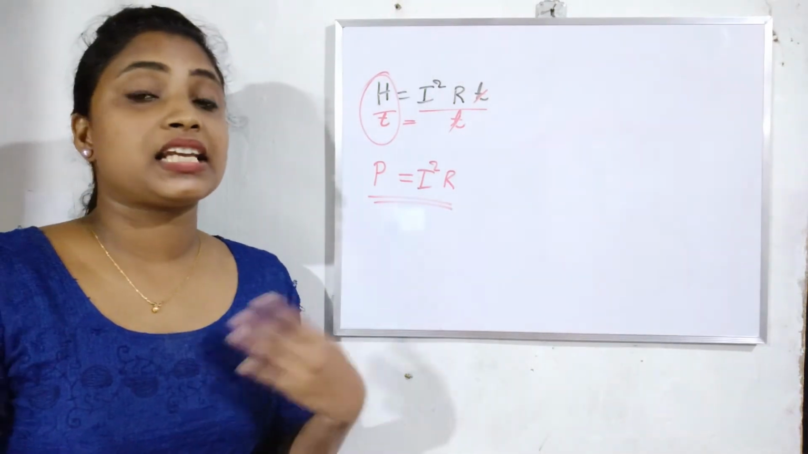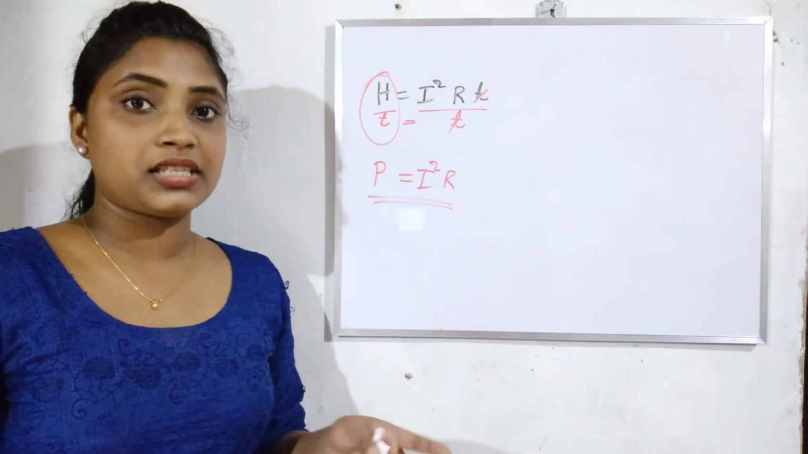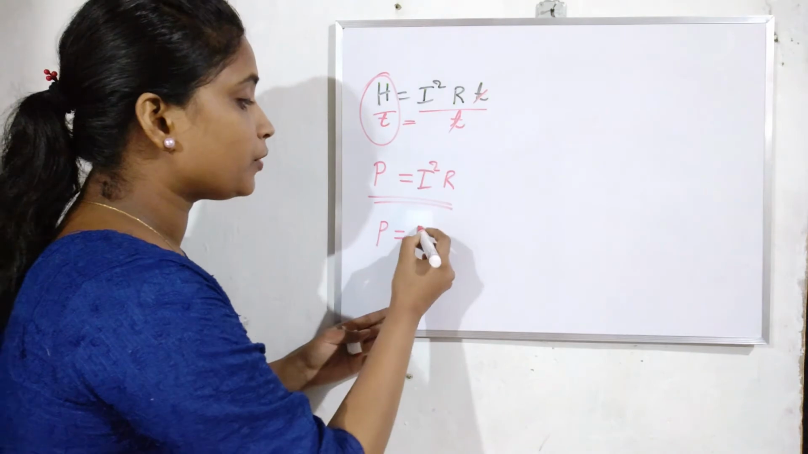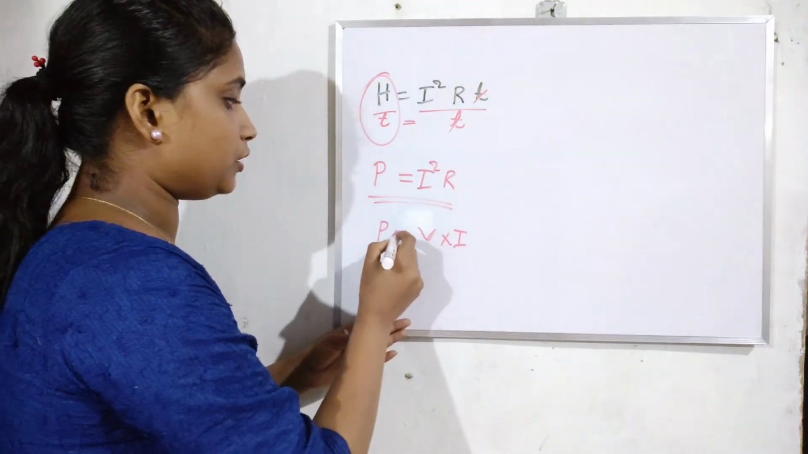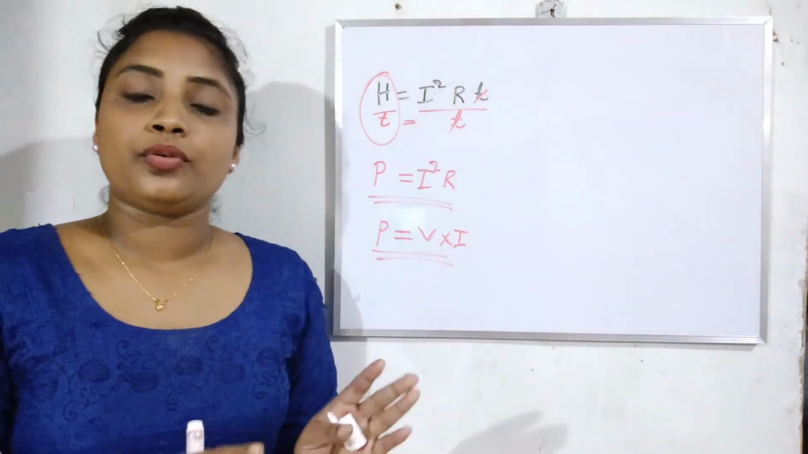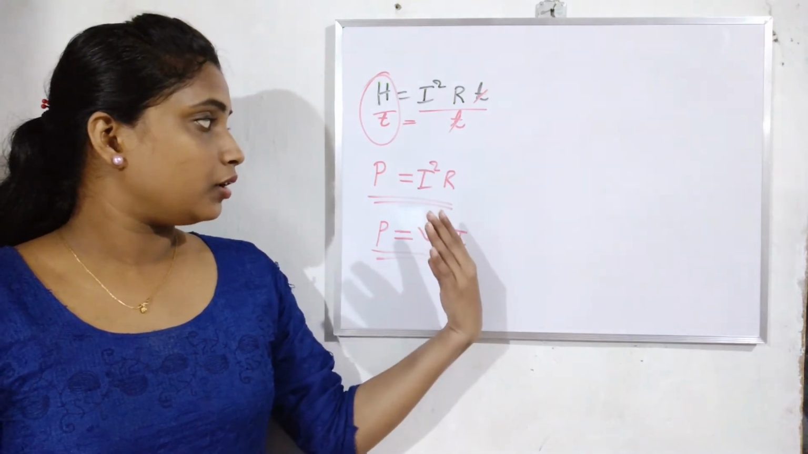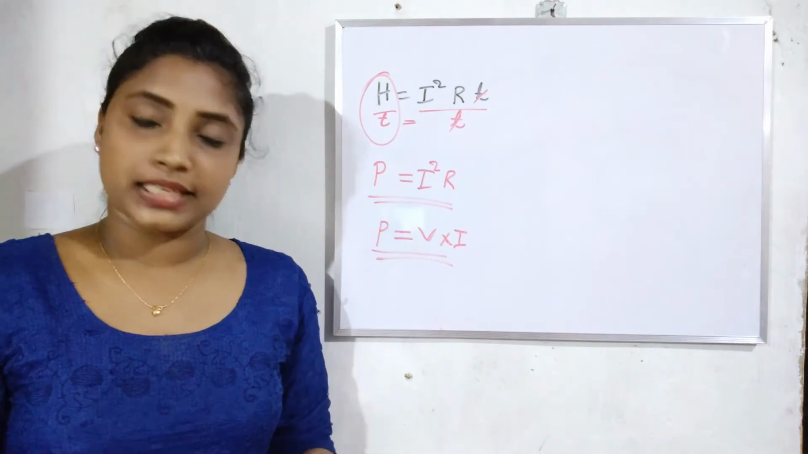Also we know that electric power is the rate of doing work. So we can write P is equal to voltage into current. P is equal to V into I. So these two equations give electric power. We can use P is equal to V into I and P is equal to I square R, both equations, to calculate electric power.